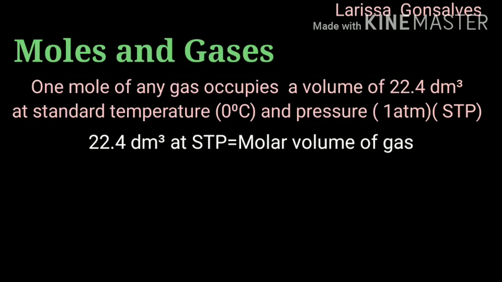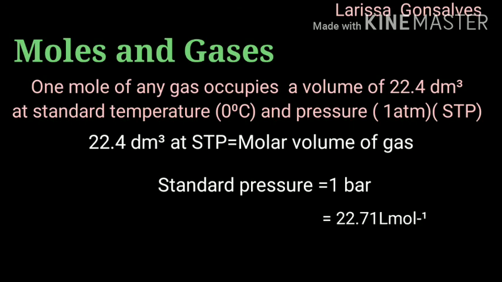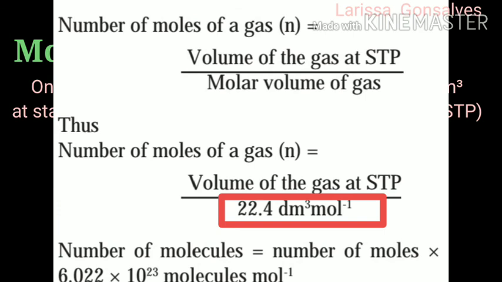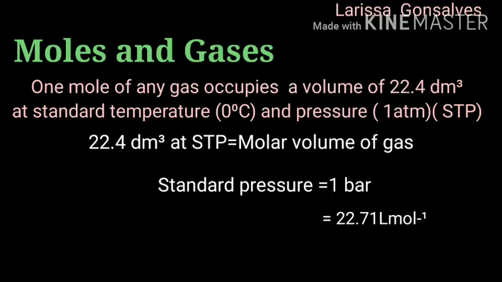Previously, we used to use the standard pressure as 1 atmospheric pressure. But recently, IUPAC has changed the standard pressure to 1 bar. So under this new STP condition, the molar volume of gas is now considered as 22.71 liter per mole. So wherever you have written 22.4 dm cube per mole, you will have to substitute that value by 22.71 liter per mole. So this was all about our chapter, some basic concepts of chemistry.